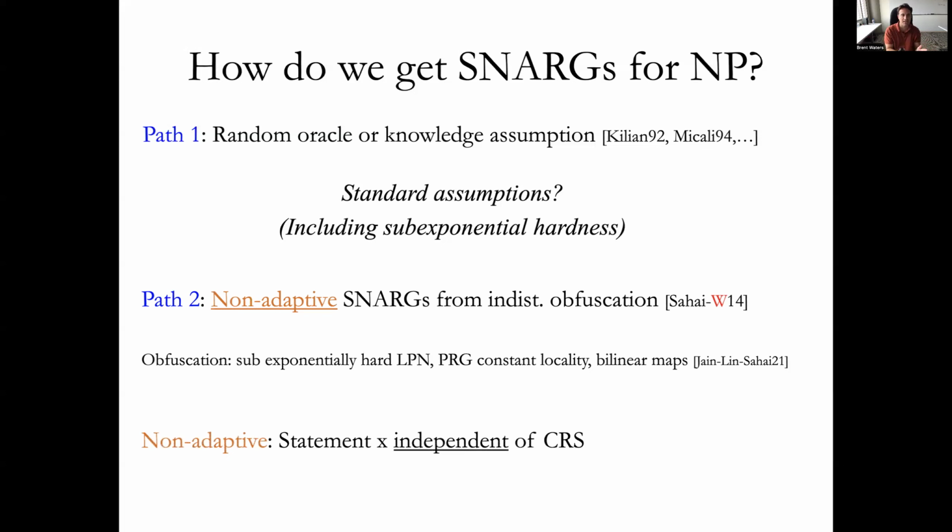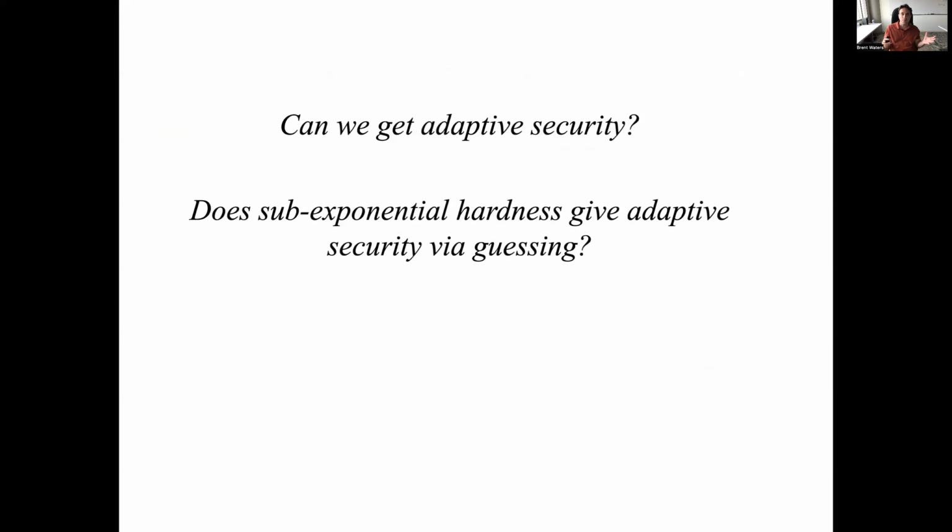However, the drawback with the second path is that it only achieves what we call non-adaptive security. This means that the statement that the attacker picks to forge on must be independent of the common reference string. That is, in the security game, the attacker first declares which statement he's going to try to forge a false proof for, and only then does he later see the common reference string. This belies the reality that in real life, an attacker can look at the common reference string, and in some way it might inform what statement to attack. So the purpose of this talk is: can we get adaptive security?